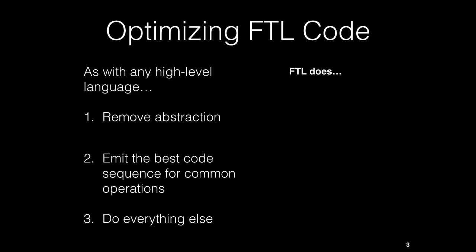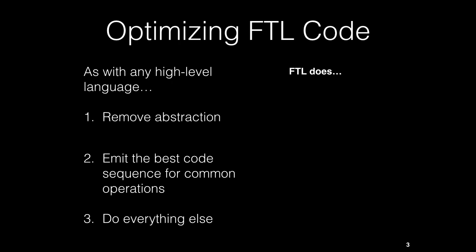OK, so now that we have our 4 tiers, how do we actually get the best code out of FTL? Well, the way we do that is the same way we get the best code out of compiling for any high-level language. And in my view, there are 3 steps to this. Step number 1, remove abstraction, obviously. Step number 2, emit the best code sequence for very common operations. So when you're supporting a high-level language, you're going to have some common operations for very important things like field access, method dispatch. You're going to have a lot of things left over from step 1: type checks, bounds checks, overflow checks.